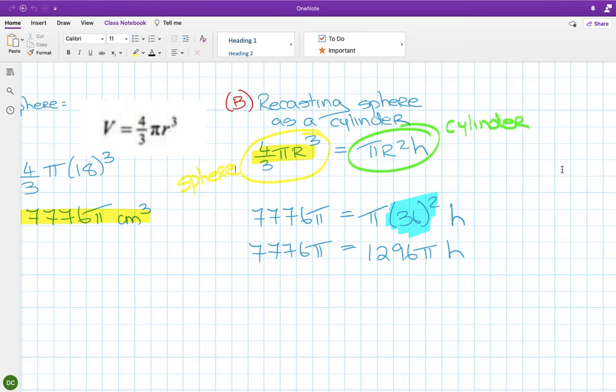Now, we're trying to find the height. So this is what I'm trying to find. So I need to divide by 1296 to cancel the 1296, and I need to divide by pi to cancel the pi. But if I do that on the right, I have to do that on the left. So 1296 and pi. The pi's on this side will cancel as well, leaving me with 7776 divided by 1296, which is 6. So the height of the cylinder is 6 centimeters.